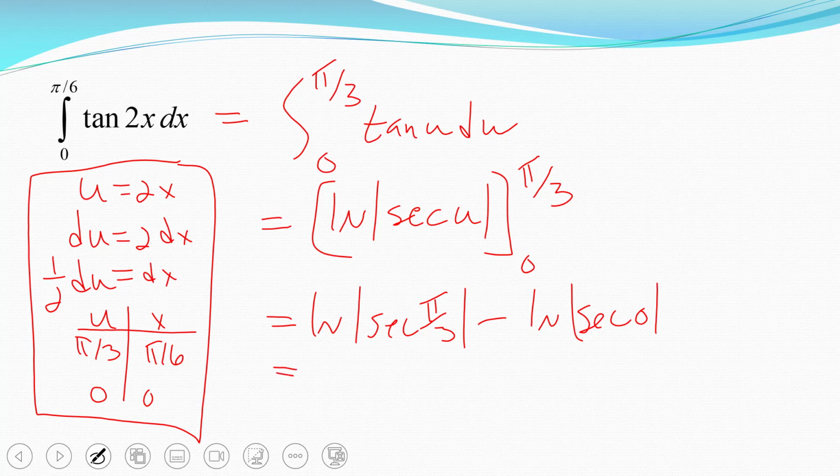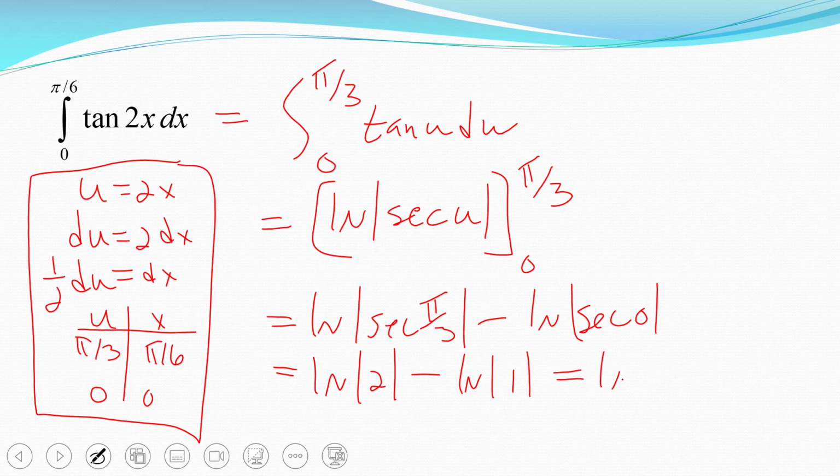Okay, so that's the natural log absolute value of, I need to know the secant of pi over 3. So I need to know the cosine of pi over 3. The cosine of pi over 3 is just 1/2. So the secant's reciprocal, that's 2. Minus natural log absolute value, I need to know the secant of 0. So I need to know the cosine of 0, which is 1. The reciprocal of that, the secant of 0, is also 1.